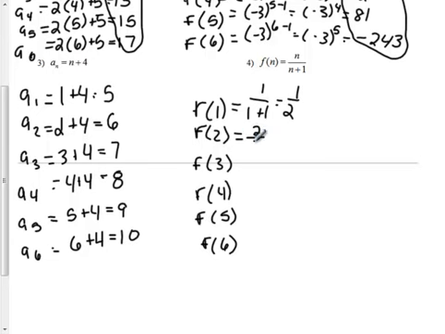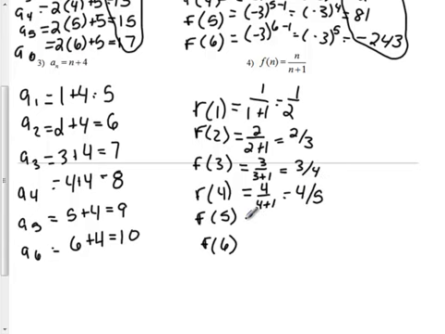So now we plug in 2 for both of the n's. So now I get 2 over 3. Plug in 3 for both of the n's. I get 3 over 4. Plug in 4 for both the n's. I get 4 over 5. Plug in 5 for both of the n's. I get 5 over 6. And plug in 6 for both of the n's. And I get 6 over 7.